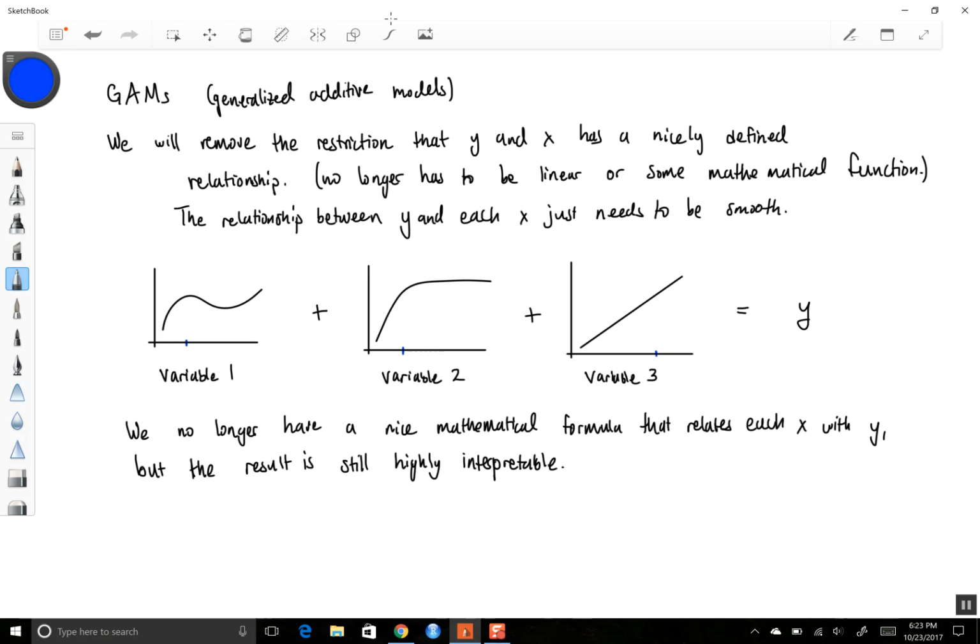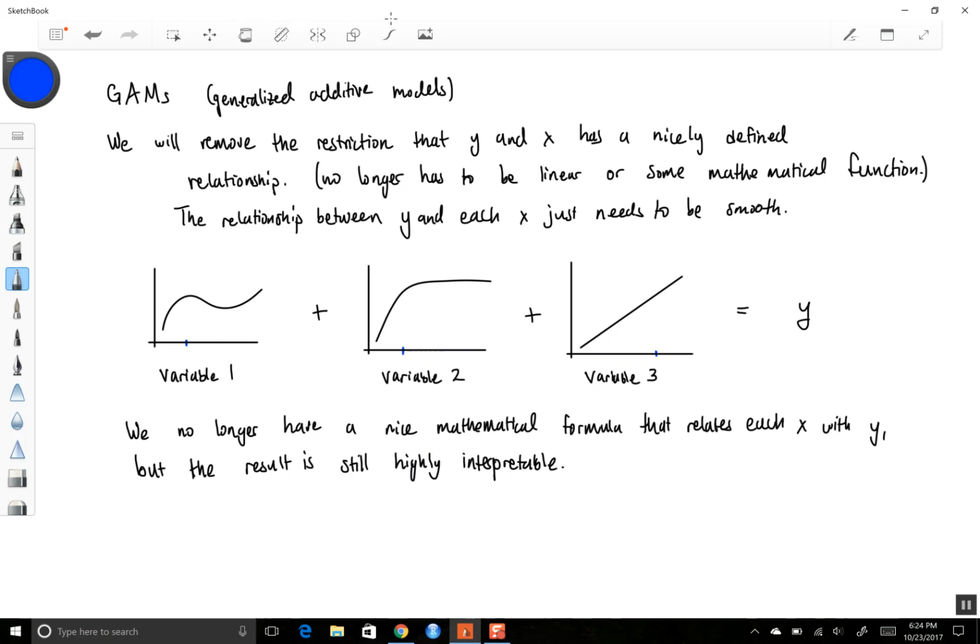So conceptually, does this make sense, what we're doing? We gain a lot of flexibility in terms of the kinds of relationships y can have with each of its variables, but it's still very interpretable in that we have a visual picture of the relationship that y has with each variable, okay? And it's not restricted to just a linear or polynomial relationship.